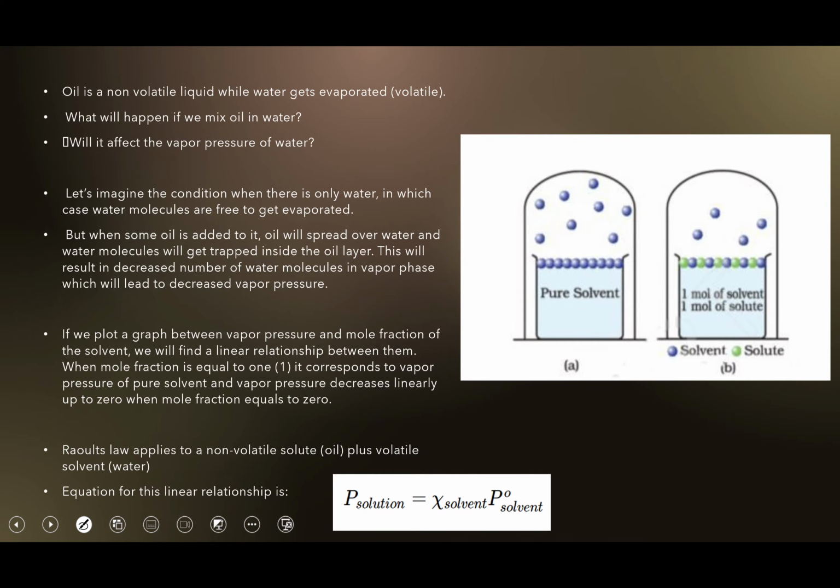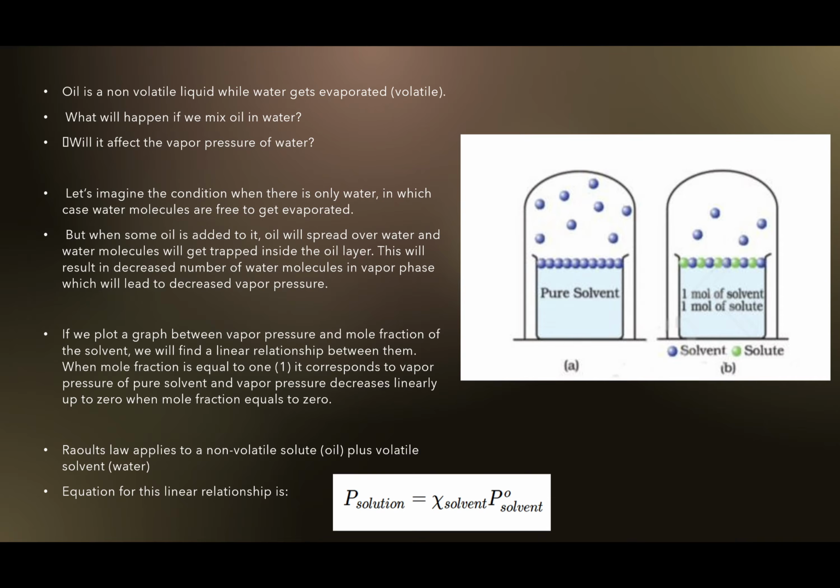So oil is a non-volatile liquid compared to water. What happens when you mix oil with water? Will it affect the vapor pressure? As we stated before, yes, it will. So let's say that the green solute is the oil. If we put the oil above it, that will actually trap some of the water molecules in the oil layer, decreasing the number of water molecules in the vapor phase. It's going to decrease the amount of molecules that can vaporize, therefore the amount of molecules in the vapor phase decreases.